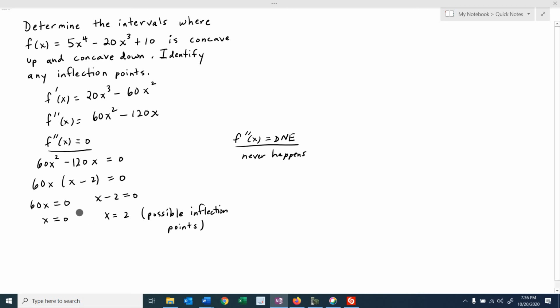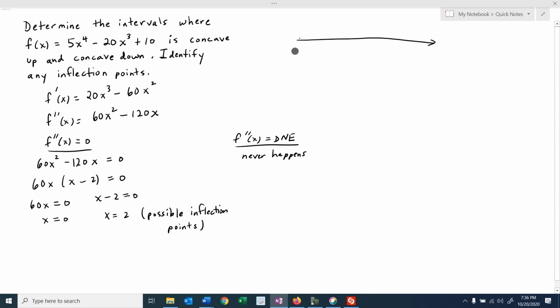Remember, just because you found a place where the second derivative is 0 or doesn't exist doesn't mean that it is an inflection point. The only thing we can say is that if we have an inflection point, inflection points occur at places where the second derivative is either 0 or does not exist. So these are the only possible candidates for inflection points. Now here's how we're going to determine whether they actually are inflection points.